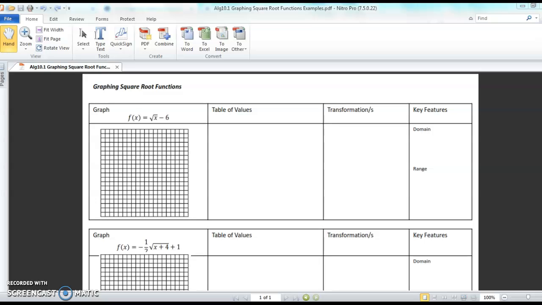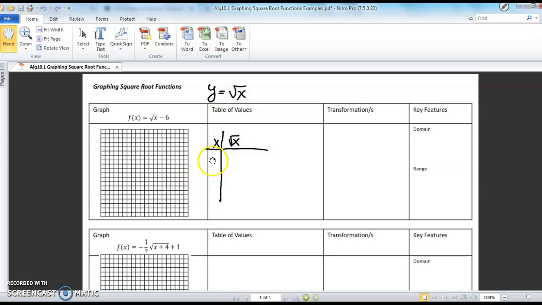So now we're going to look at how to graph square root functions by using a table of values. Then later, we will describe the transformation from the parent function and describe the key features such as domain and range. So for the first one, for the table of values, let's have our x values here. The parent function is y equals the square root of x, right?